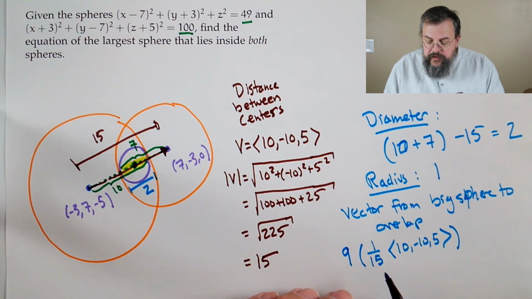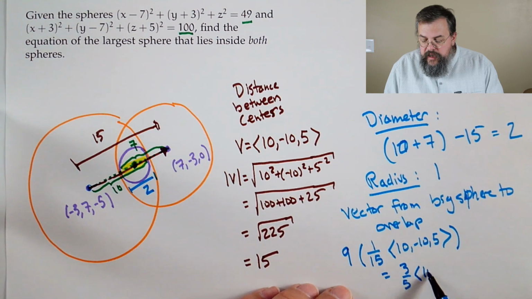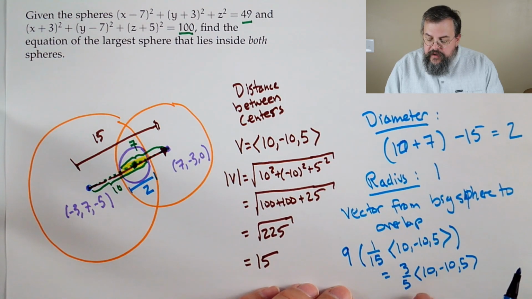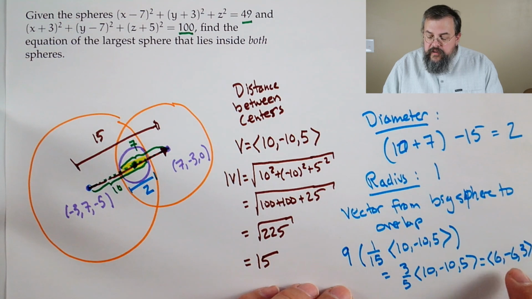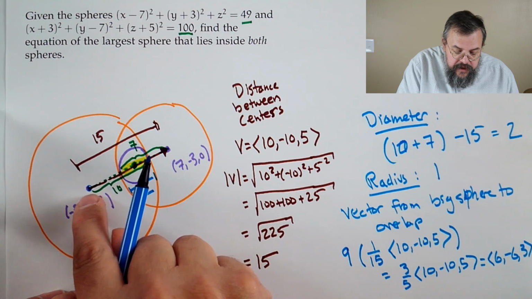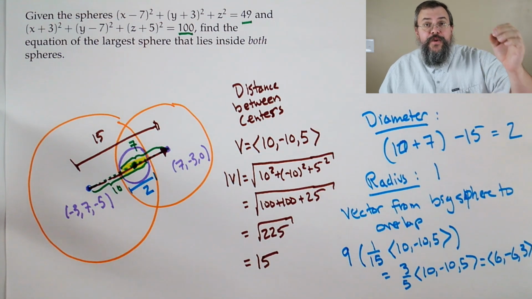9 over 15, for instance, is really 3 over 5, because we can take out a factor of 3. So that's 3/5 times <10, -10, 5>. Well, multiply it through, and you can see 5 goes into everything, so it will be really clean. 3/5 times 10 is 6, times negative 10 is negative 6, and times 5 is 3. So this <6, -6, 3> is the change from the current center of our big sphere to the center we're looking for. So that's not our center, but it's how we get to our center.